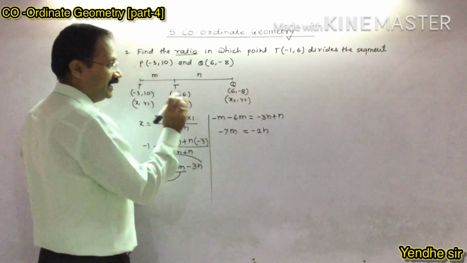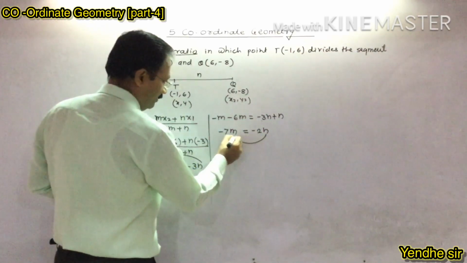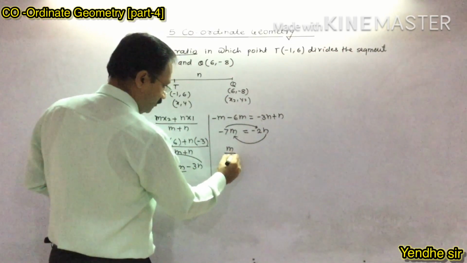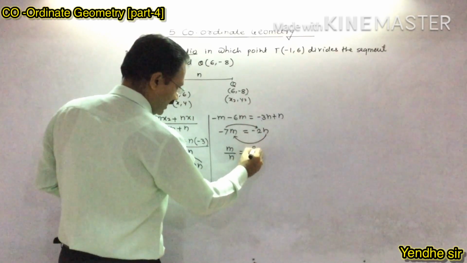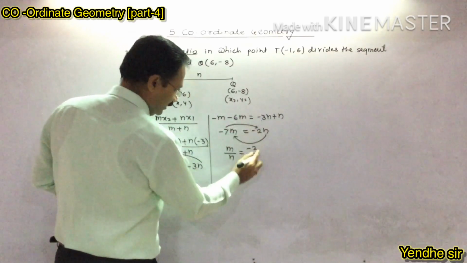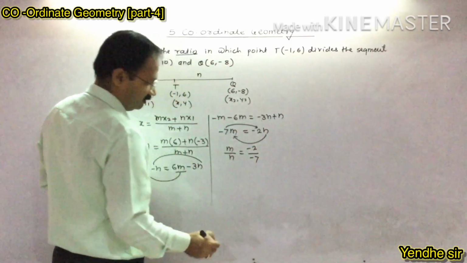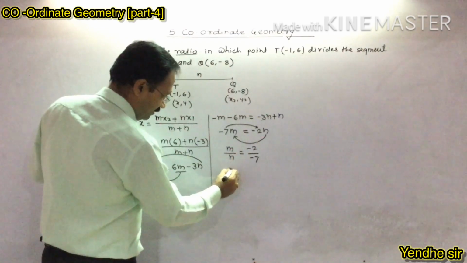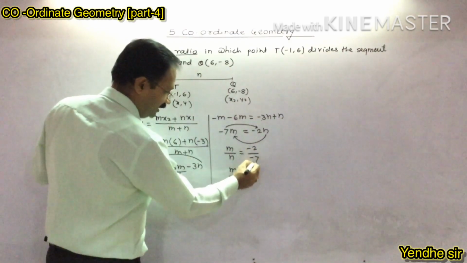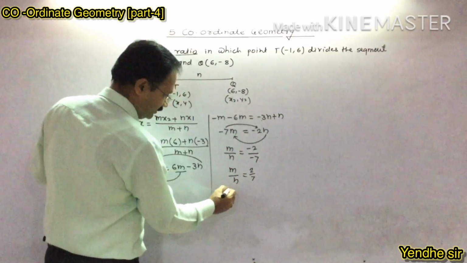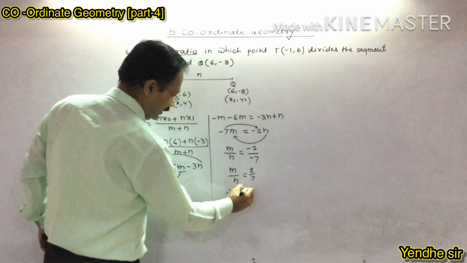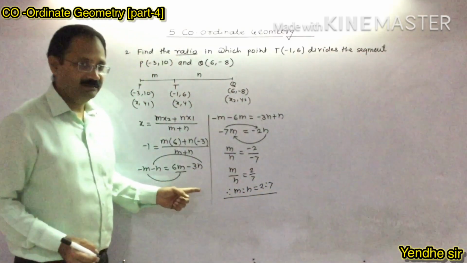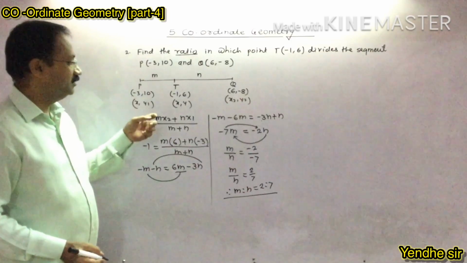What do we have to find out? m is to n. So n will come on this side and 7 goes on that side. So m upon n equals -2 will be as it is, and 7 goes on that side, so it will be -7. n comes on this side, 7 goes on that side. m upon n, minus minus becomes plus, so 2 upon 7. Therefore m is to n equals 2:7.